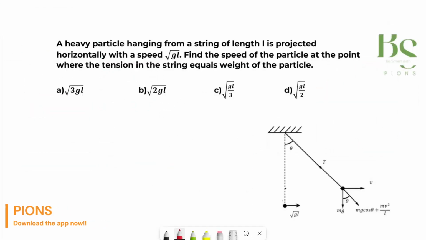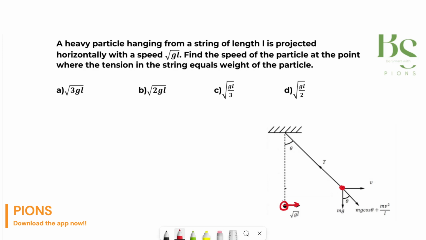A heavy particle hanging from a string of length L is projected horizontally with the speed of root GL. Find the speed of the particle at the point where the tension in the string equals the weight of the particle. So this is the scenario. We have a particle over here with a horizontal speed of root GL, and let's say it goes somewhere here at which the desired condition is met.